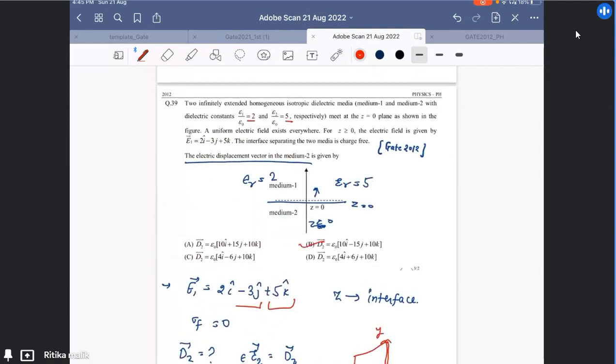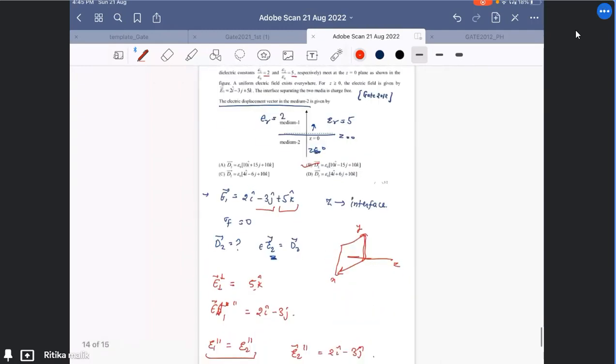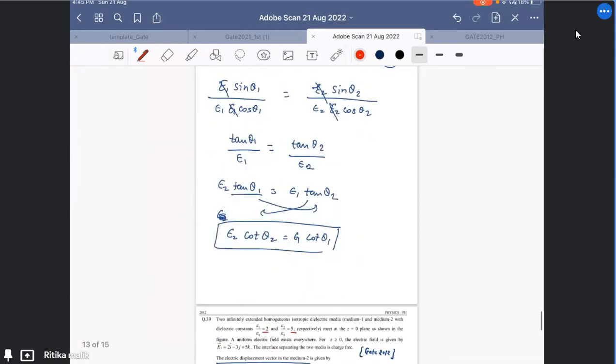These are the kind of problems that we generally solve. Are you able to get this concept across the boundary? This is today's material, and I'm done with it. If you have any doubts, please ask me.